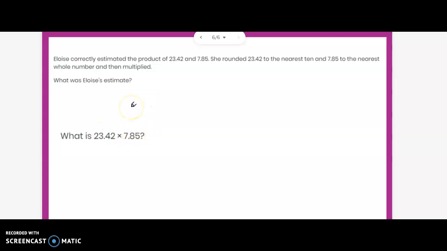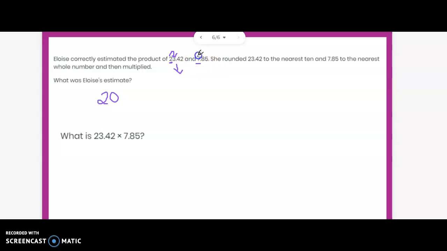So let's first find the estimate. I'm going to round 23 and 42 hundredths to the nearest 10, and that would be where the 2 is. So I'm going to look directly to the right and say, okay, what am I going to do? Am I going to let it lay low or am I going to bump it up? And it's a 3, so I'm going to let it lay low. So I'm going to say 20.